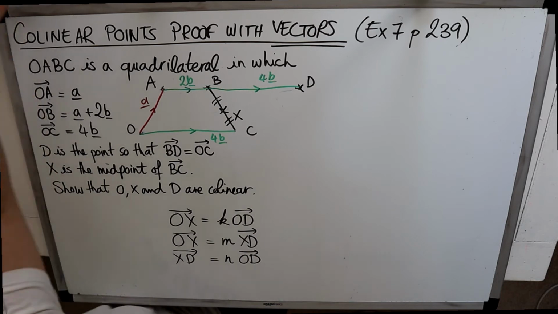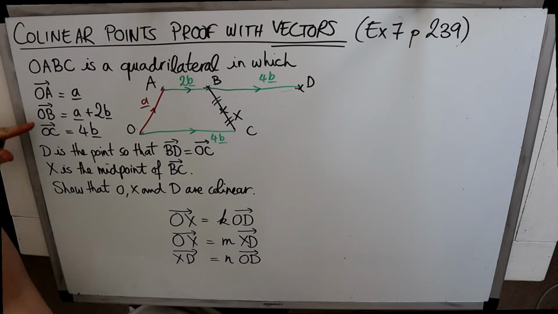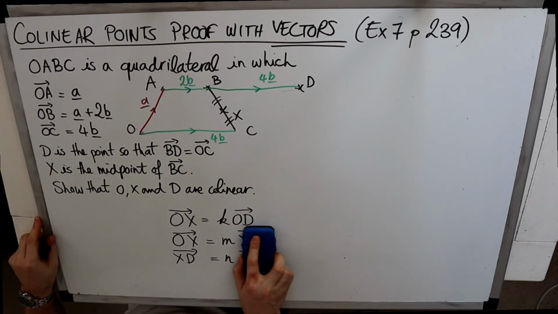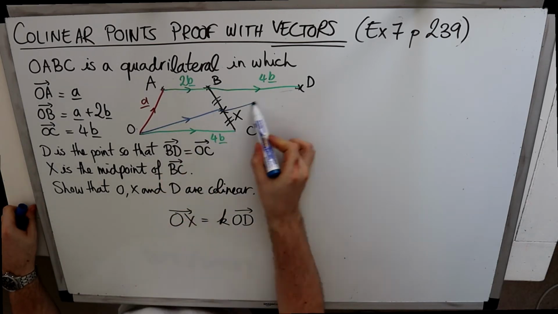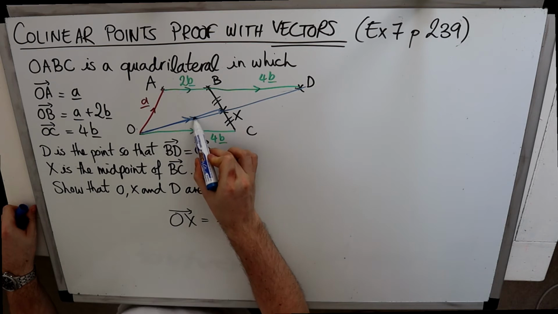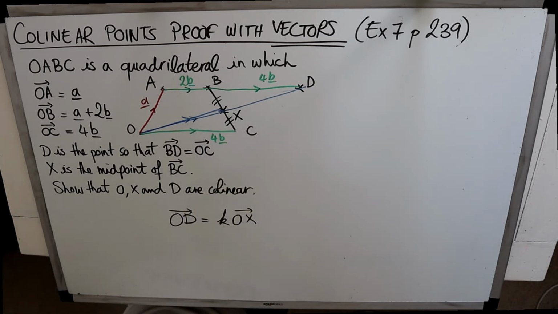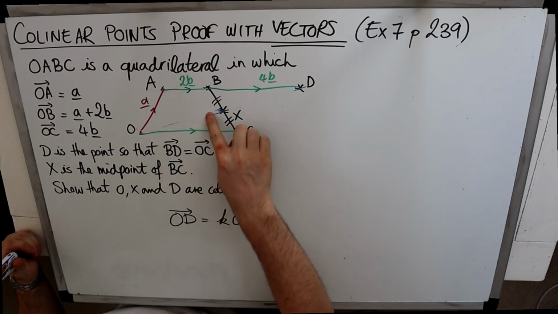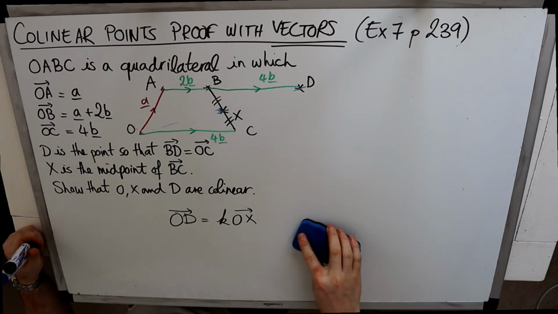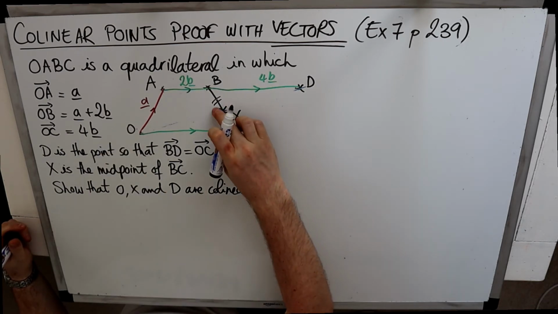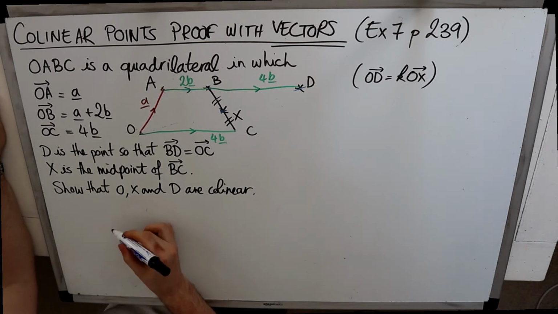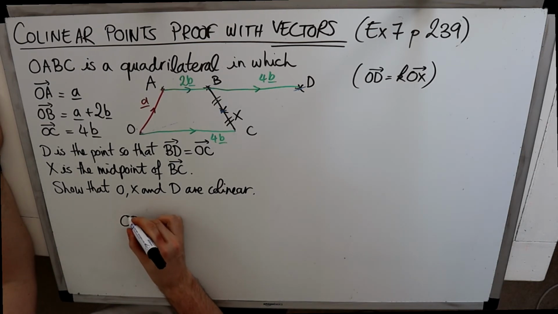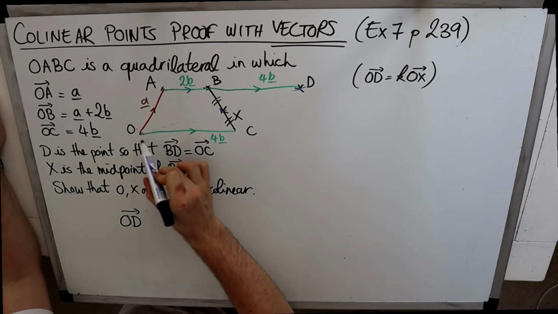I think for this one, because everything's given in terms of O to begin with, I am going to use this one. I'm going to try to prove mathematically that this vector is a multiple of this vector. But in order to do that, I need to find expressions of OD and OX in terms of A and B. You'll always have to express things in terms of vectors like this. The first thing I need to do is express OD in terms of A and B. So I'm going from O to D.